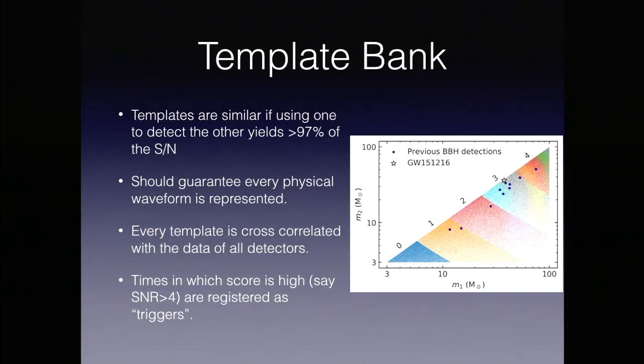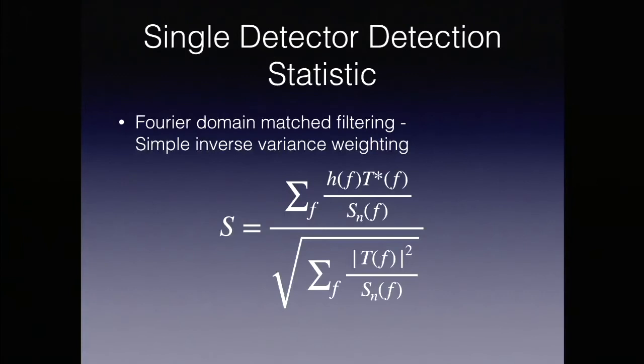Now, this is slang in this project, but I'm going to say it by chance many times, so I might just introduce this slang. The LVC also uses this slang, so I'm conforming with it. So times in which the score is high, let's say, signal-to-noise ratio bigger than 4, it's registered as a trigger. Okay, so if I say trigger, that's what it means. It means that I have a template that I computed this match filter score, and I got a number that is bigger than 4. Okay, good.